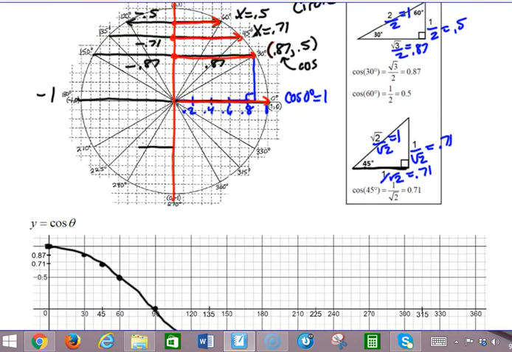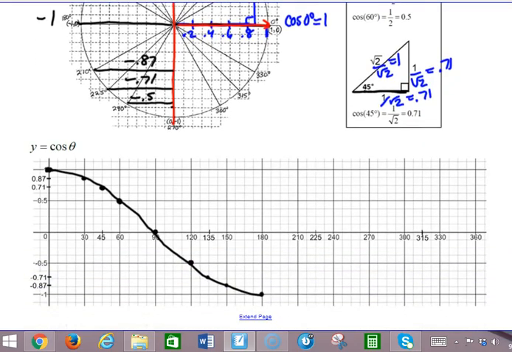Negative 0.87, negative 0.71, negative 0.5. A repeat of what I just did in quadrant 2. So I'm going back, negative 0.87, negative 0.71, negative 0.5, and then I'll end up at the bottom, 0, because there is no adjacent side when we're straight down.